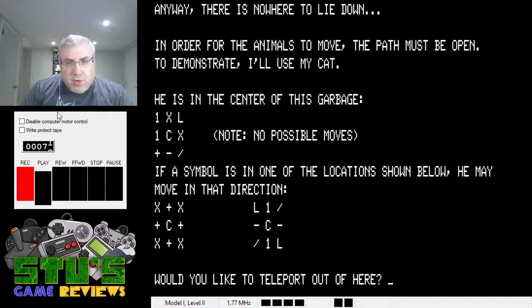In order for the animals to move, the paths must be open. To demonstrate, I'll use my cat. He's in the center of this garage. No possible moves. If a symbol is in one of the locations shown below, he may move in that direction.